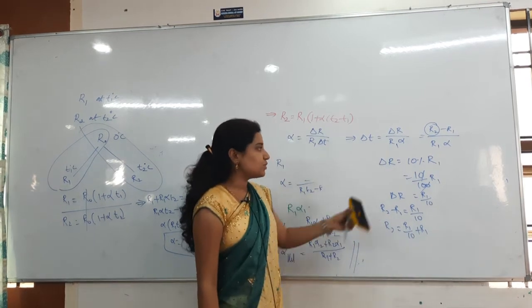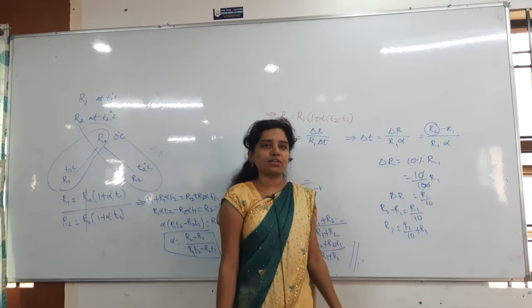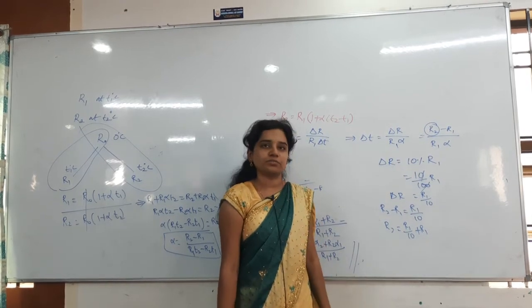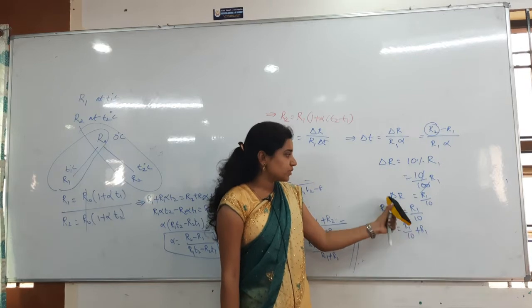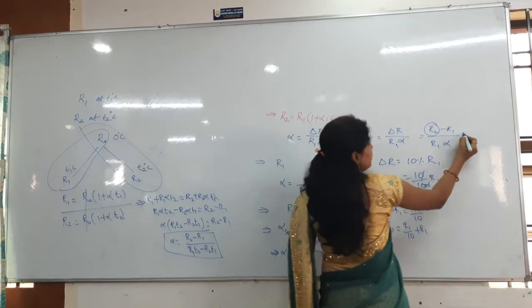And by the way, for us only delta R is needed. R2 minus R1 is nothing but what you have to take? Delta R only. There is no need to find the R2 value also. There is no need to do this much also. Just directly you can take this one, R1 by 10. Directly you will get here.